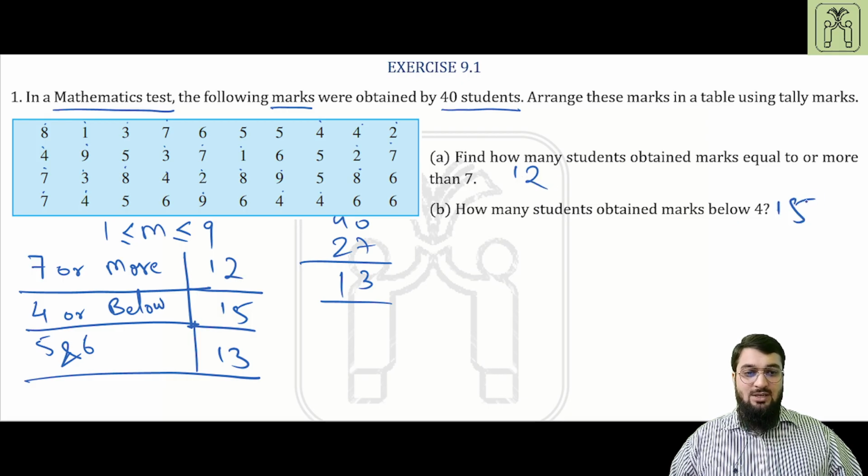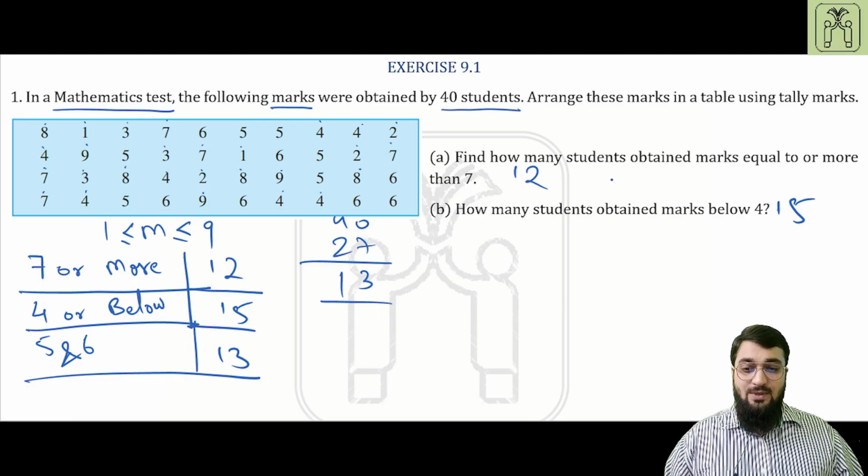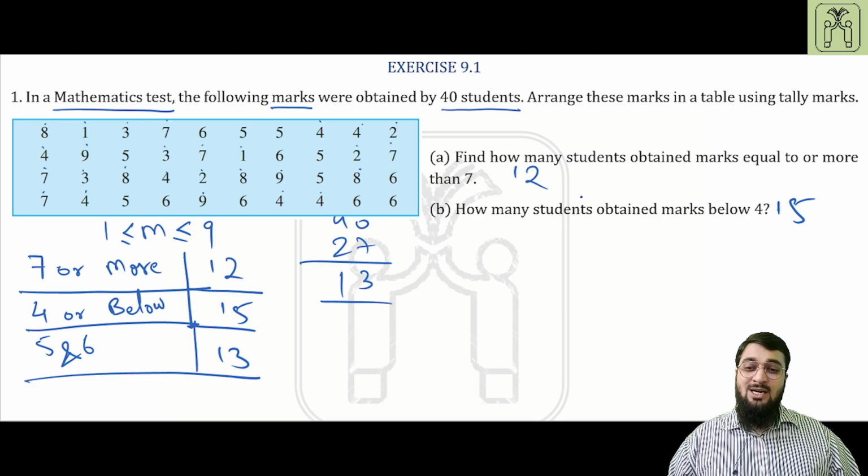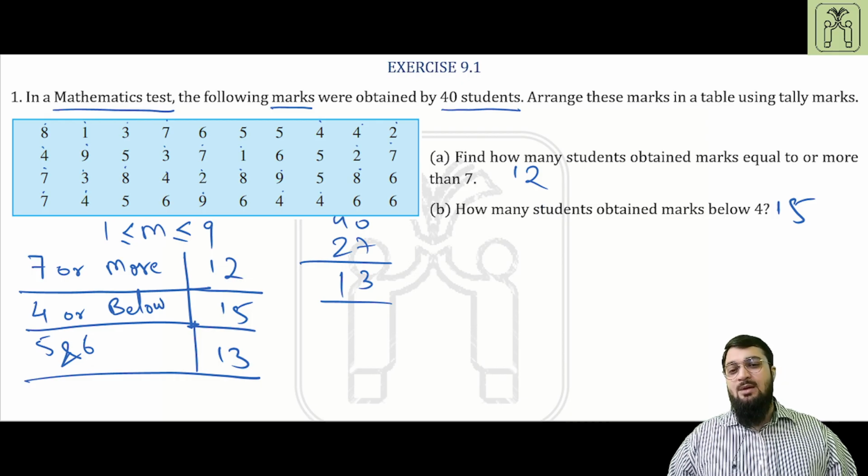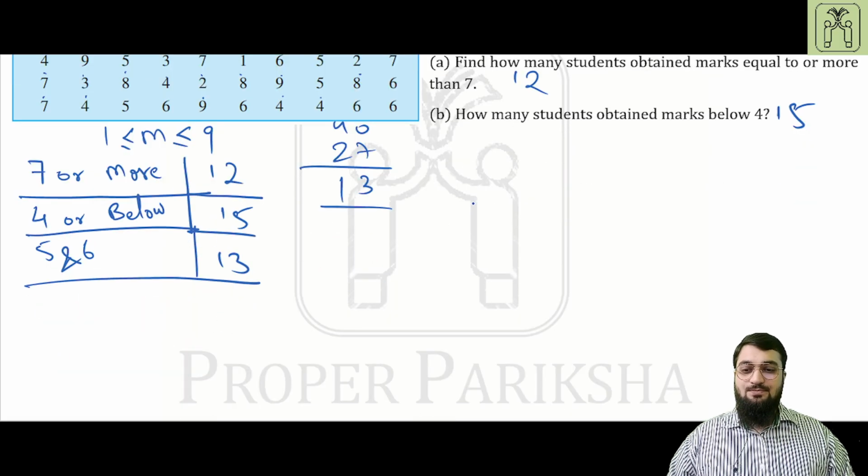So looking at this particular class of 40 students, I conclude that the students are below average. That is, they are getting a maximum number of marks that is 4 or below. So that is something below average. And 5 and 6 are also average marks. So this is an average class. And 7 or more are very few, that is 12. Coming to the next question.